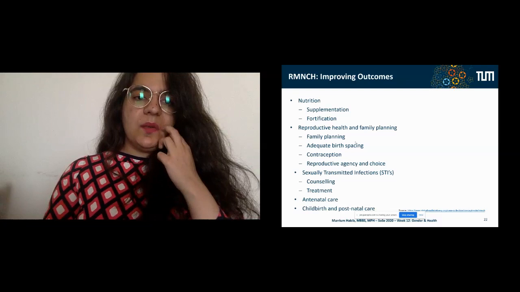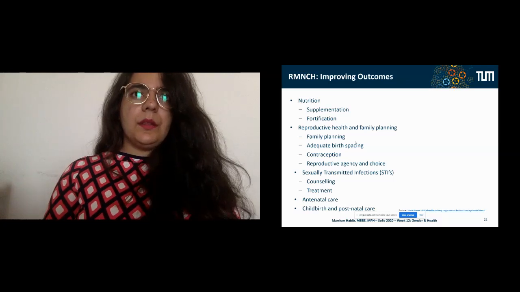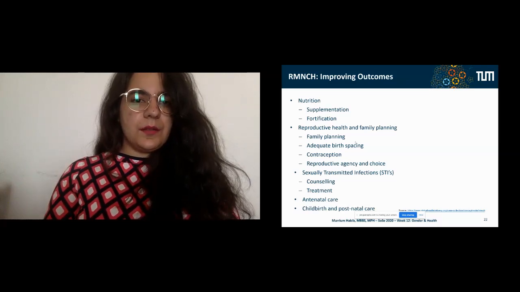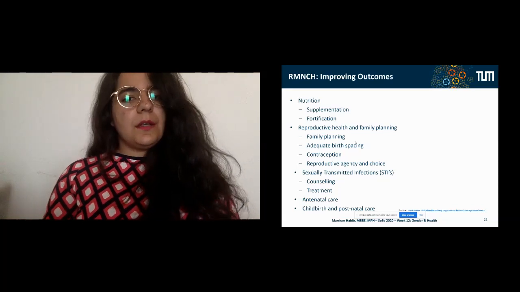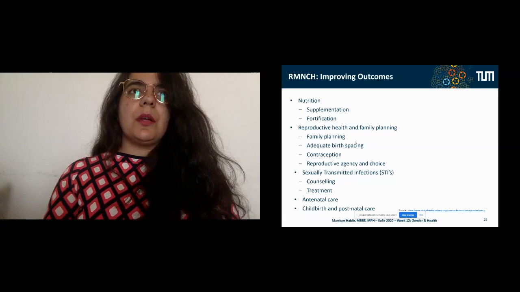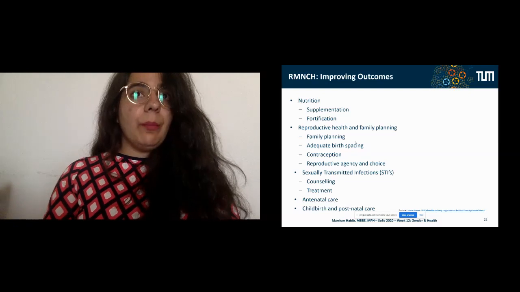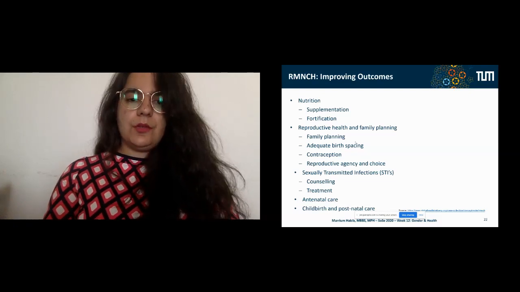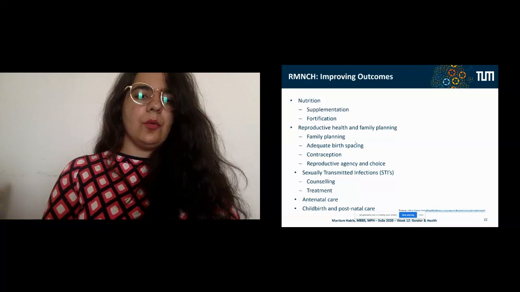Adequate birth spacing, which allows a woman the choice to have a sufficient number of years between the birth of her first child and the birth of her next child, allowing the optimum health for the mother and for the child. Of course, contraception, which allows her reproductive agency and choice, having all the means, the modalities, and tools to decide when to have children, how many children to have, and when to stop having children, or if not to have any children at all.